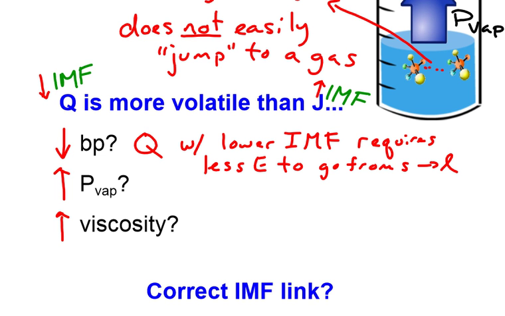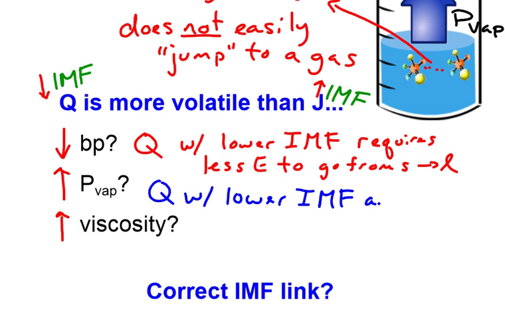Viscosity is two things. It can be the IMFs, and it's also the size of the atoms. If they're more complex, they get in the way, so it becomes thicker if they're really complex and clunky. I'm more worried about the IMF part, though. Larger vapor pressure, Q or J? Q, because Q, I'm going to repeat the beginning, has lower IMFs.